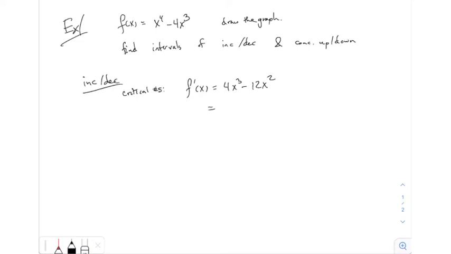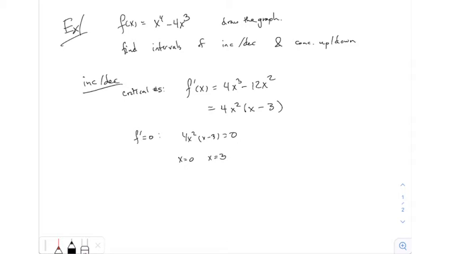I think here we can factor out 4x squared from both of those, and then what remains is x minus 3. The factored form is more convenient when you're doing this increasing, decreasing stuff. Anyway, what are the critical numbers? I set f prime of x equal to 0, and it says 4x squared times x minus 3 equals 0. And I solve for x. I just get x equals 0, x equals 3. It's already factored for me.